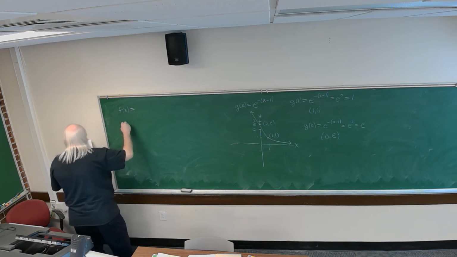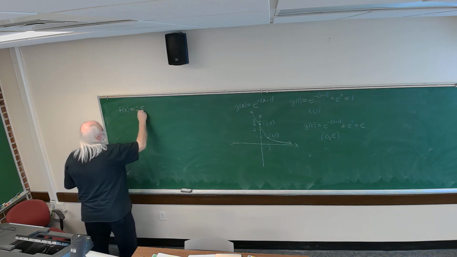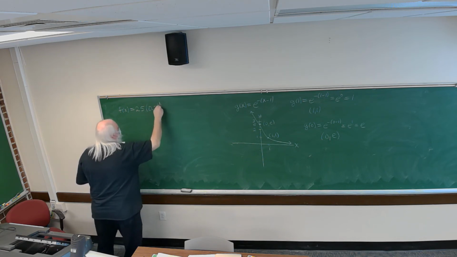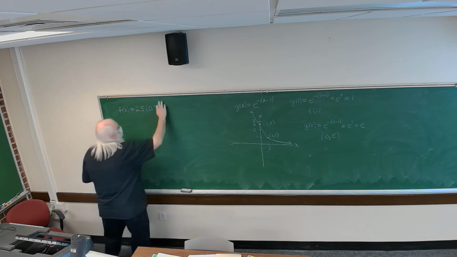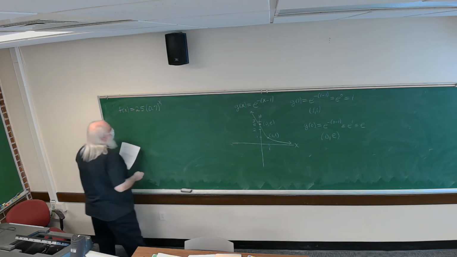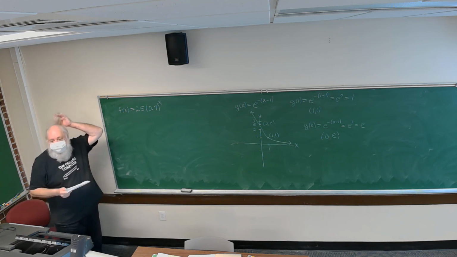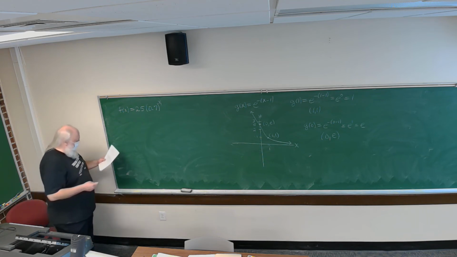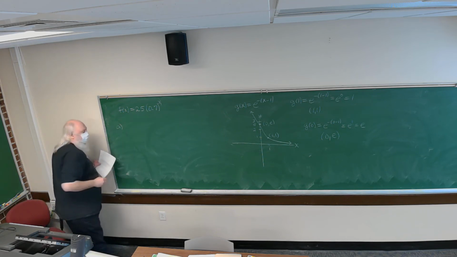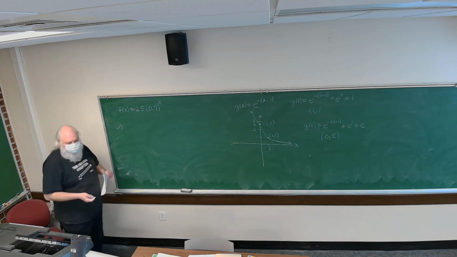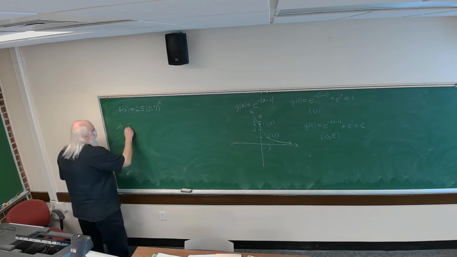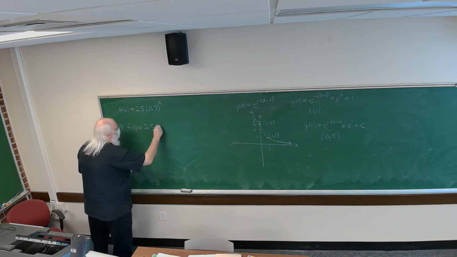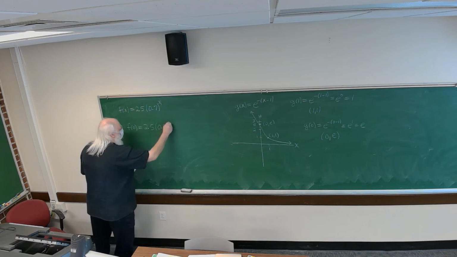f of x is equal to 2.5 times 0.7 to the x power, okay? That tells us how much chlorine is in the pool after x days. To find the initial concentration, initial concentration is at x equals 0, right? x is time. So we have f of 0 is equal to 2.5 times 0.7 to the 0 power.